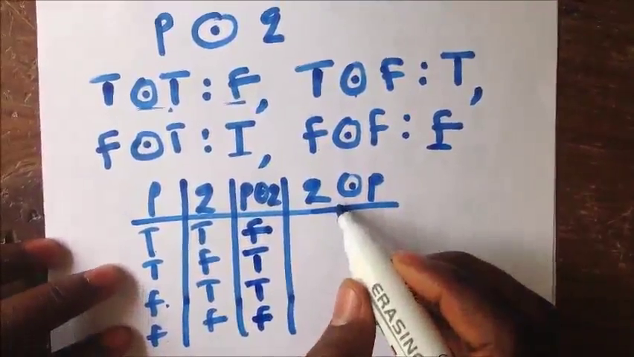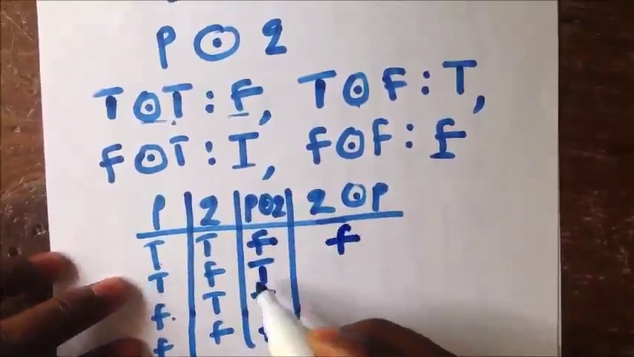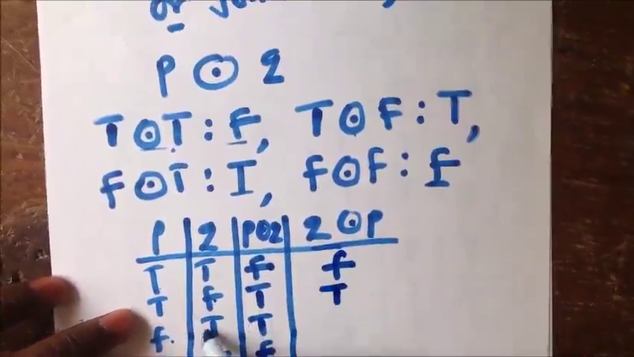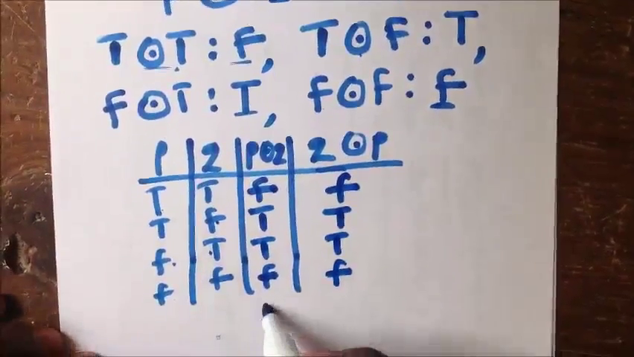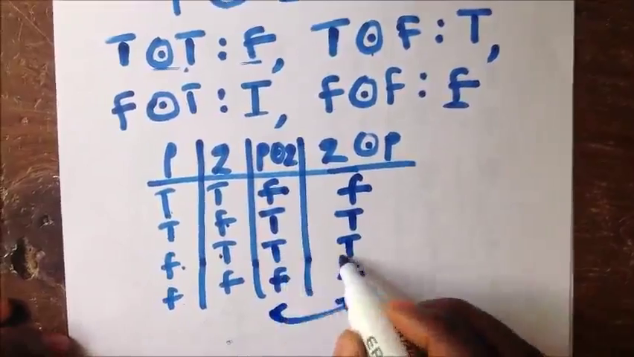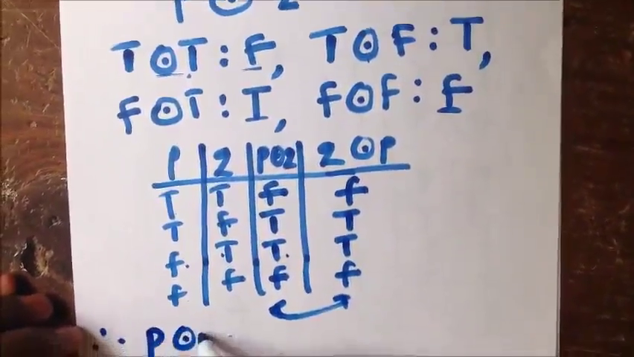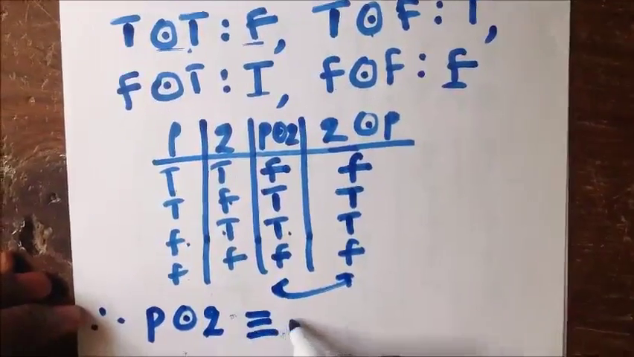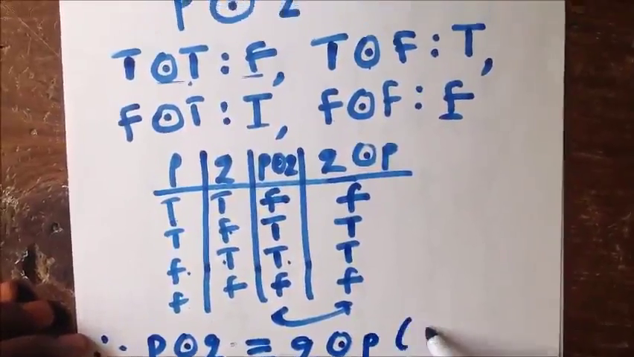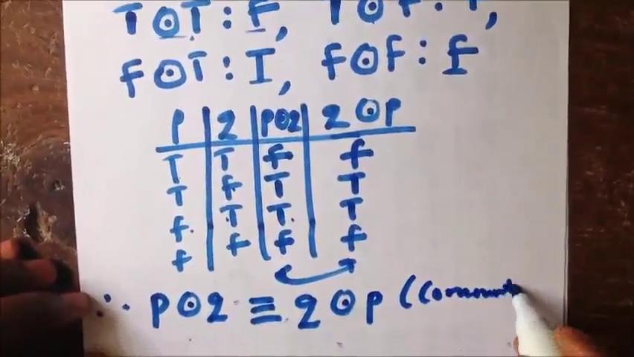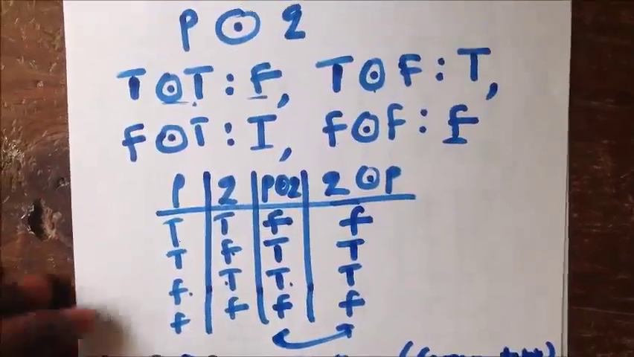Then to check whether it's commutative or not, we say true, false is true. False, true is true. True, true is false. False, false is false. Now you see that what is in here is the same as this column. So we can conclude that P exclusive or Q is logically equivalent to Q exclusive or P, which is called commutative. So this is all about exclusive or.